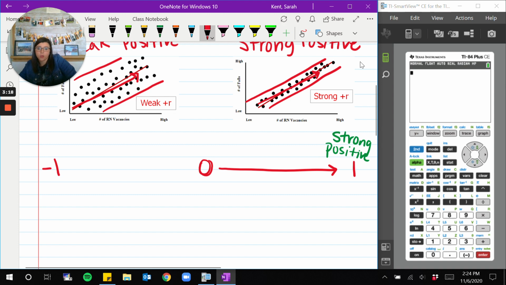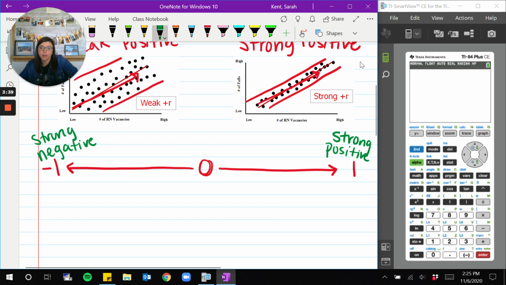And then the closer we get to -1, again, since it's a 1, it's going to be strong. But this time it's negative. So it will be a negative correlation. Now if it's 0 in the middle, then there is nothing. The dots are not connected.